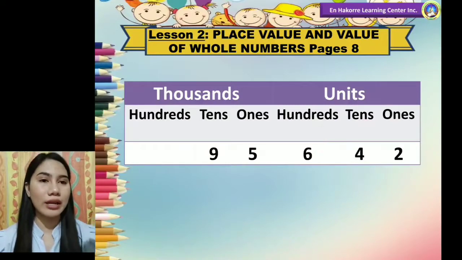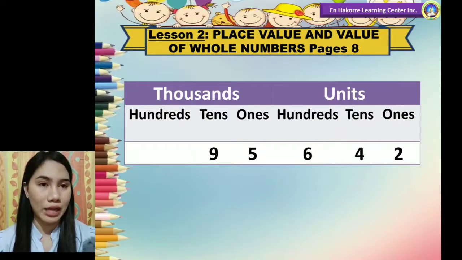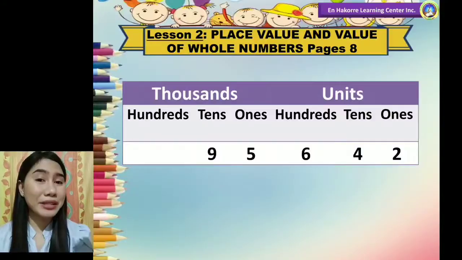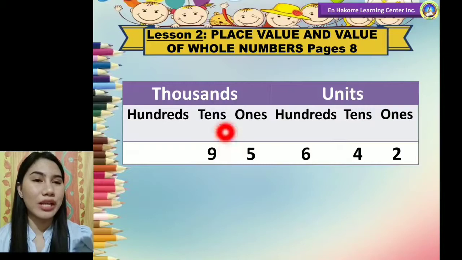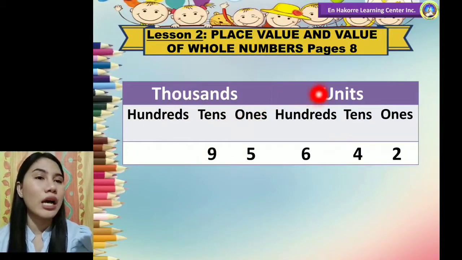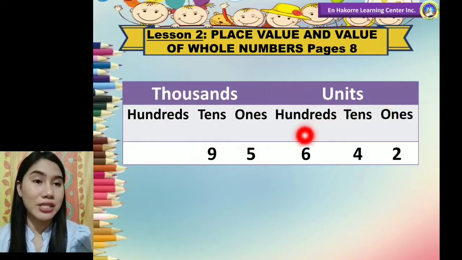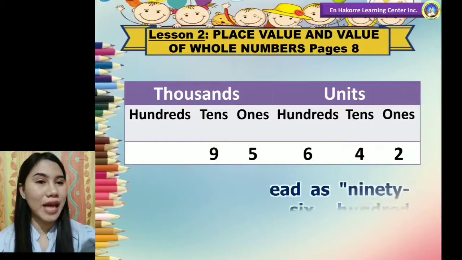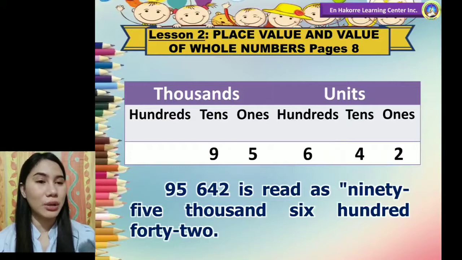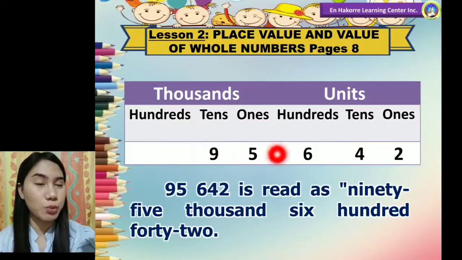Another one is the thousands place. You also have there the ones, tens, and hundreds. But this time, children, the numbers in the thousands place have a bigger value compared to the ones, tens, and hundreds, which are the basic units of our digits presented in our PowerPoint presentation. And also, children, this is how you read 95,642. It is the number form of our digits presented here.